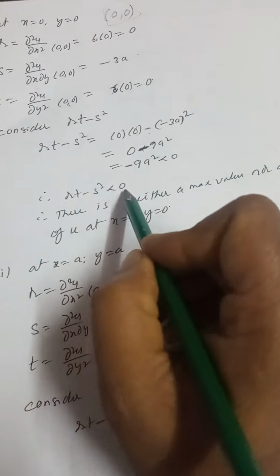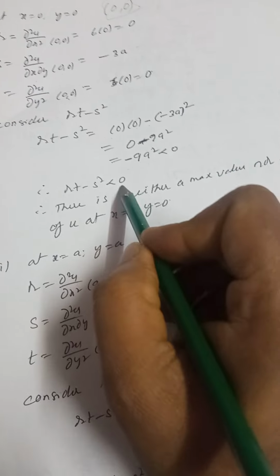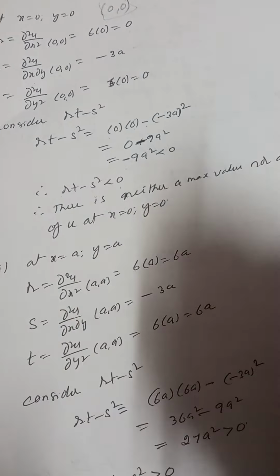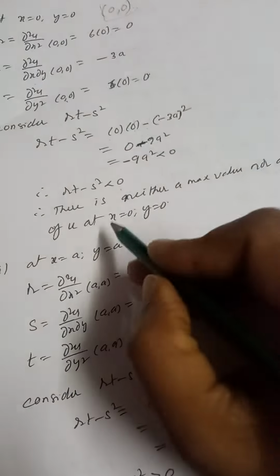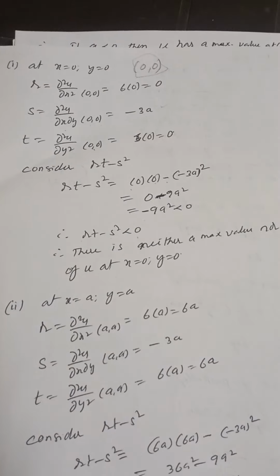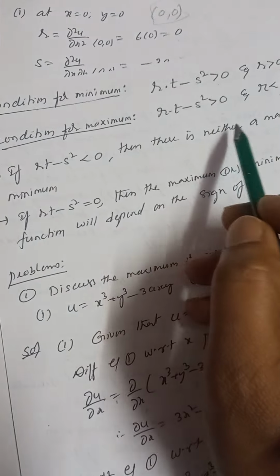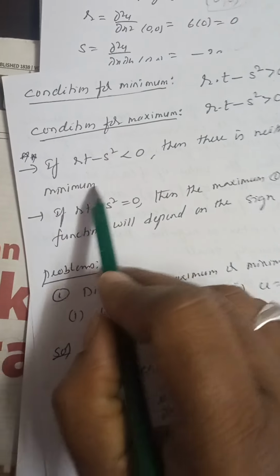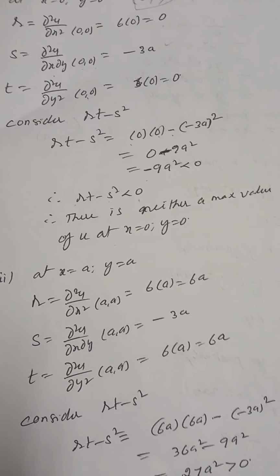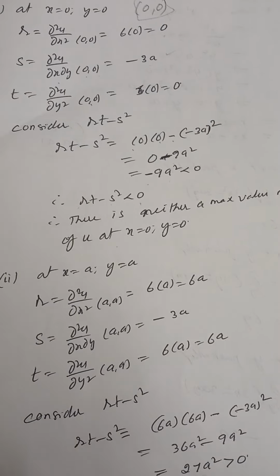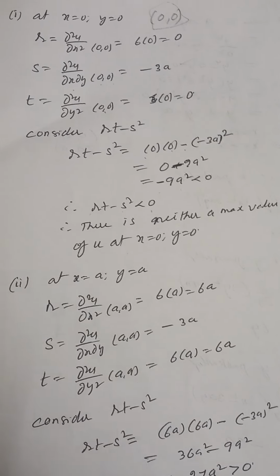Since rt − s² is less than 0, there is no maximum or minimum at the point x = 0, y = 0. Just now, what is the condition? See, it is the star box. If rt − s² is less than 0, then there is neither maximum nor minimum value of the given function. At this point rt − s² is less than 0, therefore the function has neither maximum nor minimum.